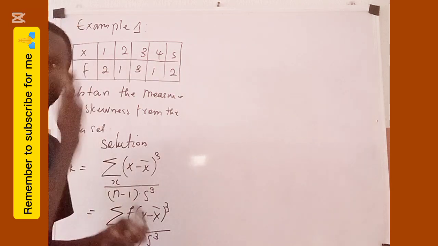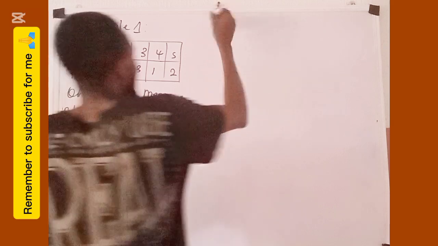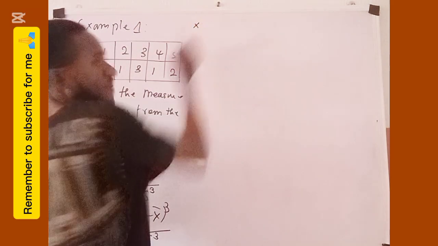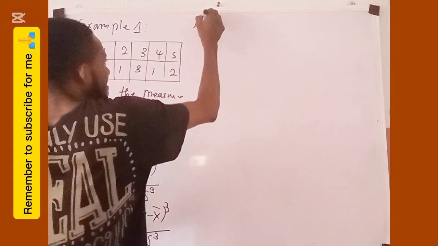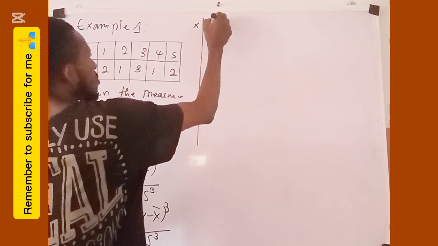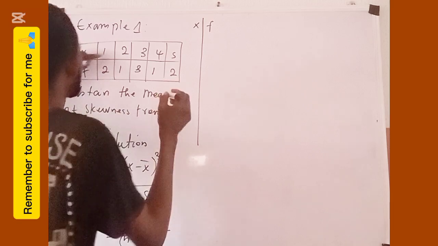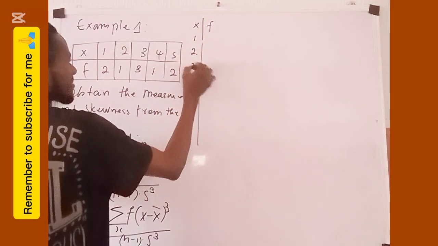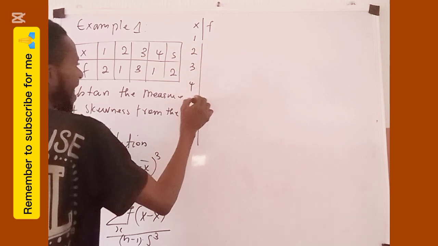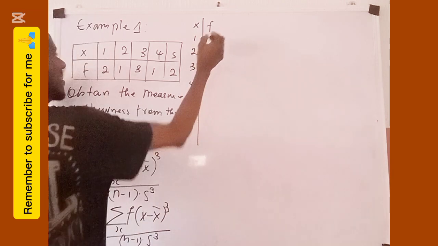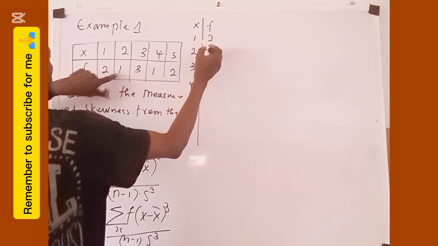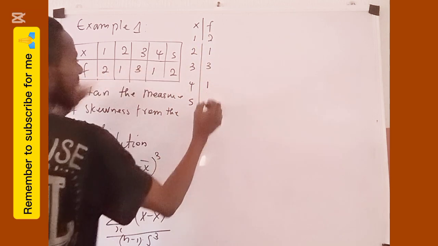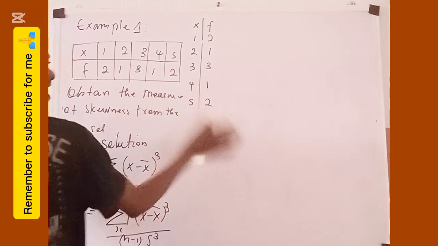So we now go ahead to solve. We now have our table. This is my column for x, and this is my column for f, frequency. The x values here are 1, 2, 3, 4, and 5. Under frequency, here is 2, here is 1, here is 3, here is 1, and here is 2. That's what I have.